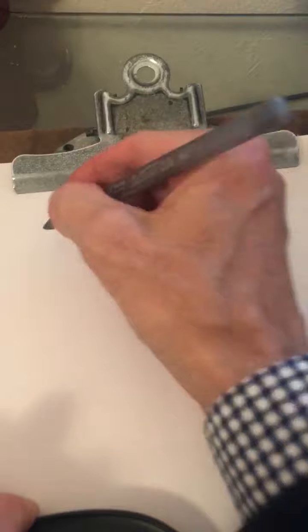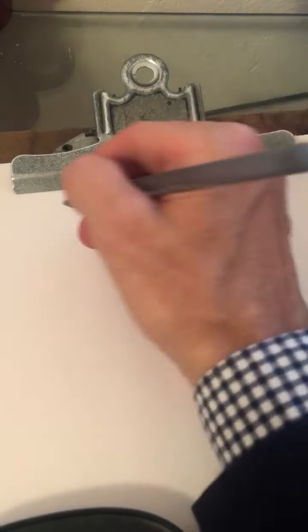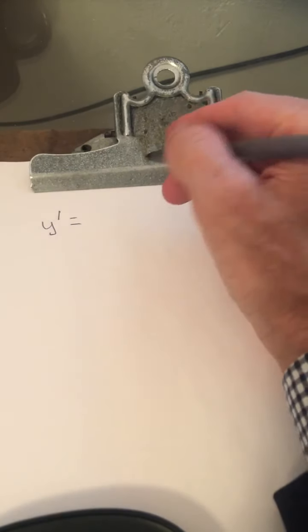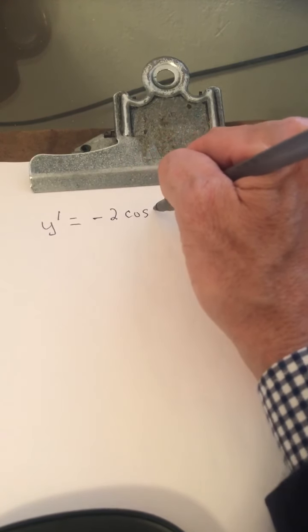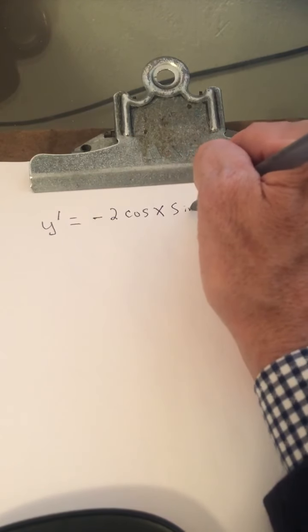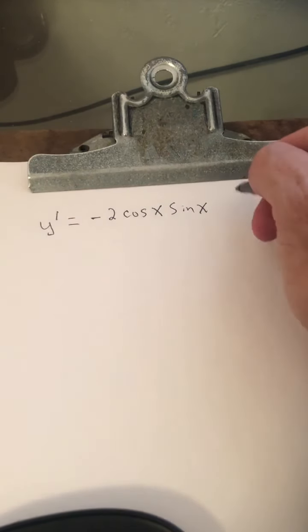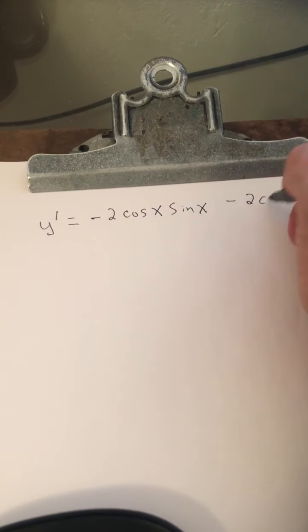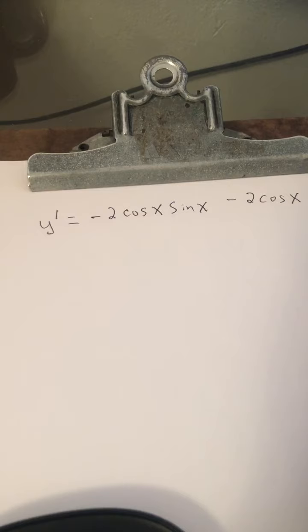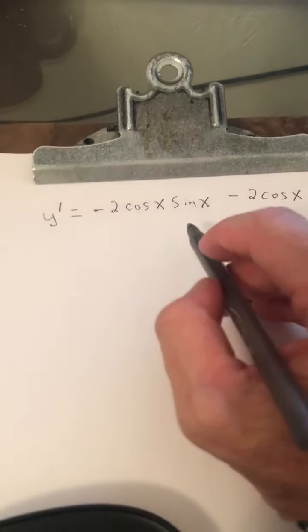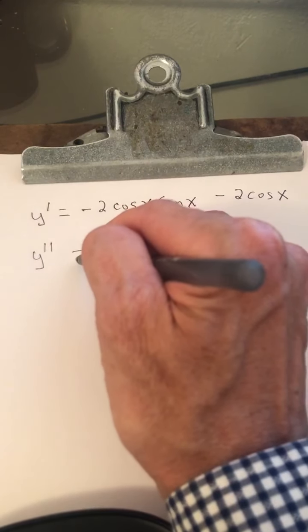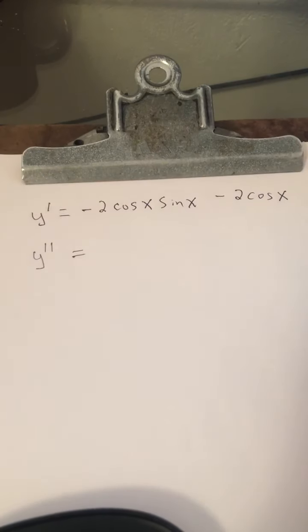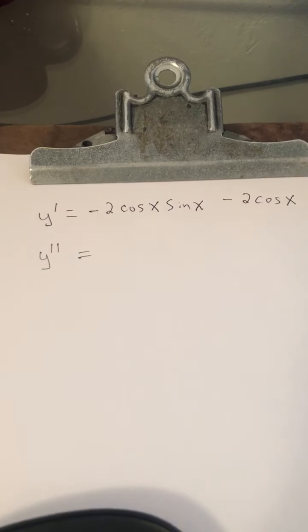So let's copy down the first derivative, what we had before. y prime is actually negative 2 cosine of x times sine of x minus 2 cosine of x. So we're going to now find the second derivative, which of course means we're going to use the product rule.